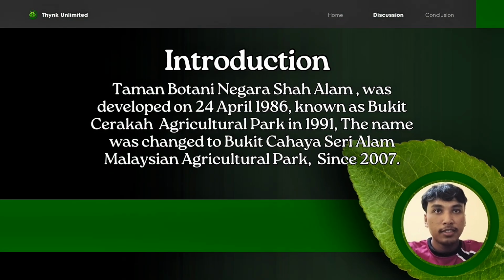Taman Botani Negara Shah Alam was developed on 24 April 1986, now as Bukit Cerakah Agriculture Park in 1991. The name was changed to Bukit Cahaya Seri Alam Malaysian Agricultural Park, and since 2007 has been named Shah Alam National Botanical Garden until now.